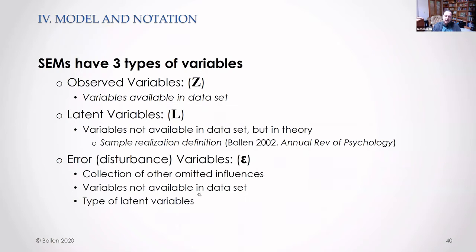If you wanted to, you could consider this a type of latent variable, but it's a little bit different than the L here because the L generally has some substantive meaning assigned to it, whereas the error is just this collection of many other causes of a given variable.